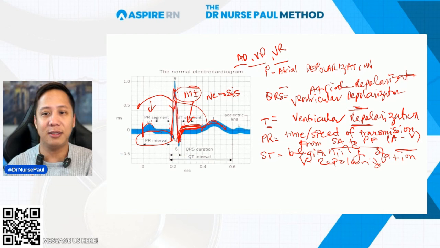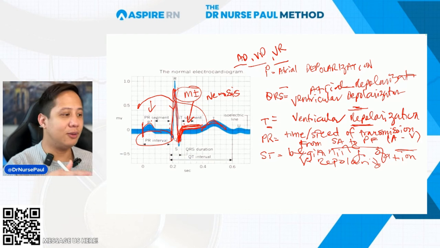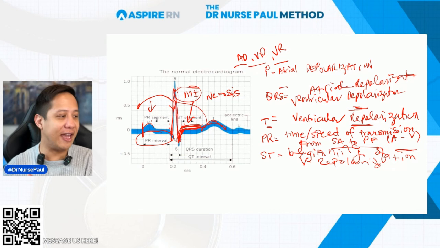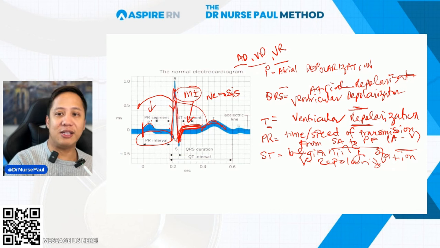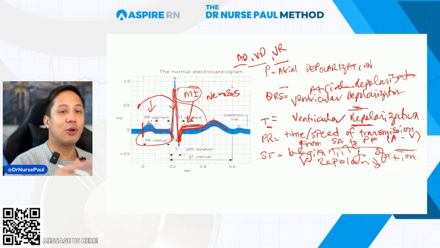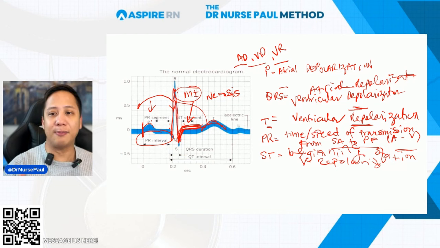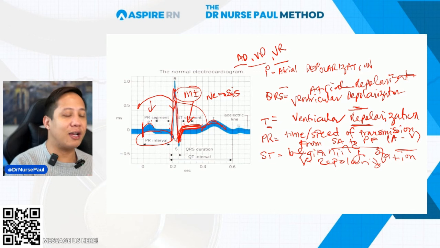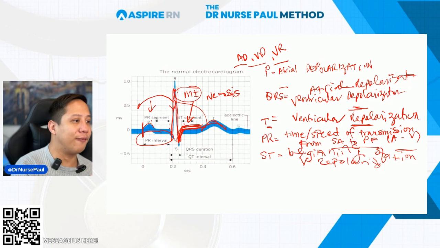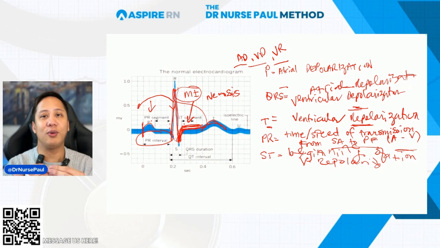Yes or no? Will the contraction be affected because the relaxation is not achieved properly? Yes. So no, it will not contract properly. Yes, the contraction will be affected. That's the answer to my question. You got it? So ST is very important. It gives you an overview if the heart is ready to relax properly.